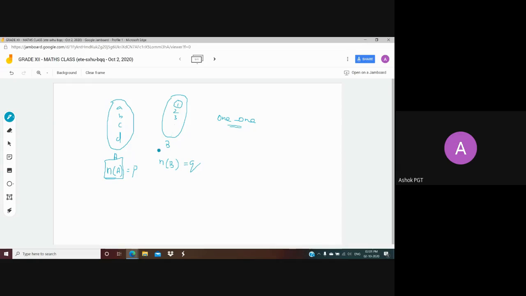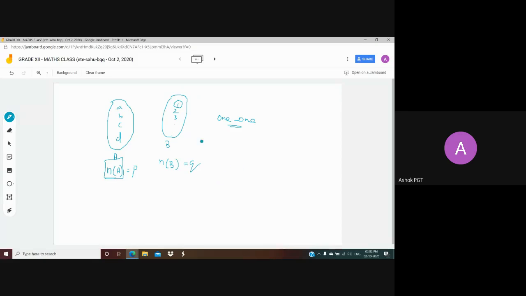How many possible one-one functions? How many total one-one functions can be created using n(A) and n(B)? In case n(A) is equal to P and n(B) is equal to Q, how many one-one functions can be created? We are talking about the possibility only. We are not going to write each and every one-one function here.